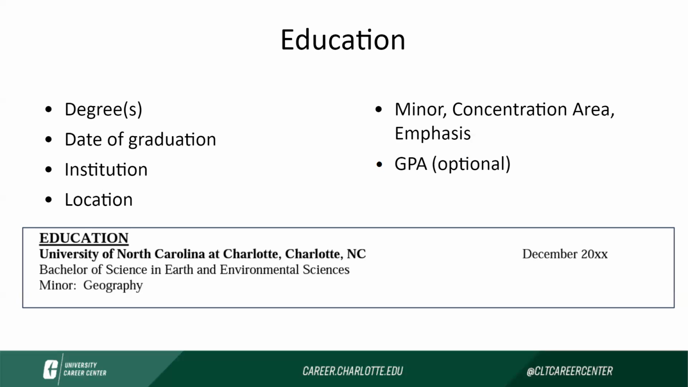So you're going to want to list the degree that you're pursuing, and you're going to want to spell that out. So Bachelor of Science in Earth and Environmental Sciences as an example. And then you want to list the date of your expected graduation using the month and then the year that you're going to be graduating. You're also going to want to include the institution's name. So in our instance, it's going to be University of North Carolina at Charlotte, and the location, which is Charlotte, North Carolina. Now, if you have a minor or a concentration area or any sort of area of emphasis, this is a good place to list that.